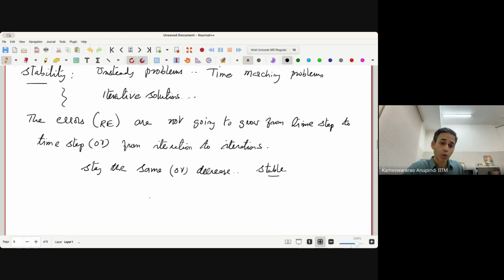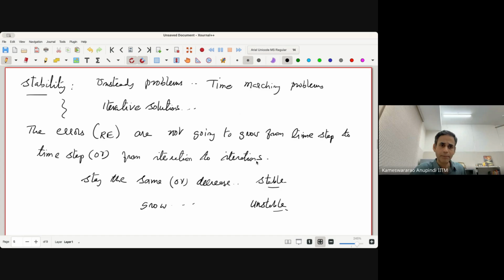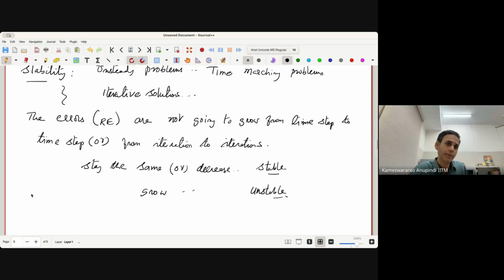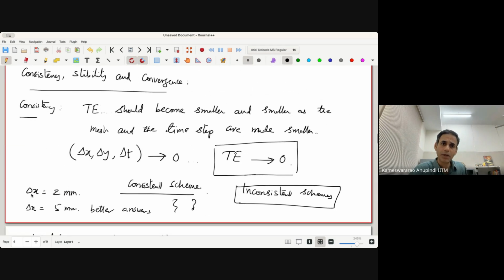If the errors are going to grow, then we call that scheme unstable, and unfortunately we won't be able to use it, because the round-off errors will grow and then contaminate the solution. Eventually we're going to get all very big numbers, which are not useful anyway. So that's about stability. We are also going to look at some schemes and how to evaluate whether they are stable or not later on in the course, in this particular chapter on the basics of the finite difference method. Then we have something that is known as consistency, stability, and convergence.